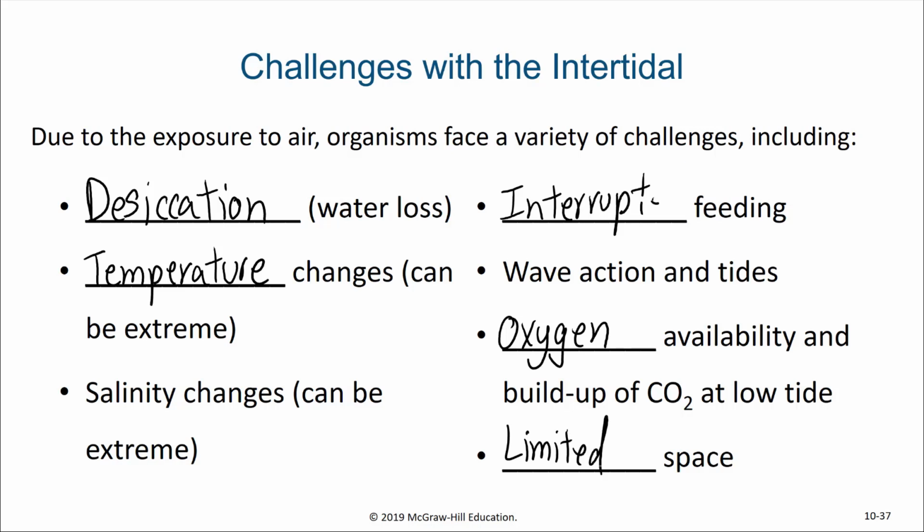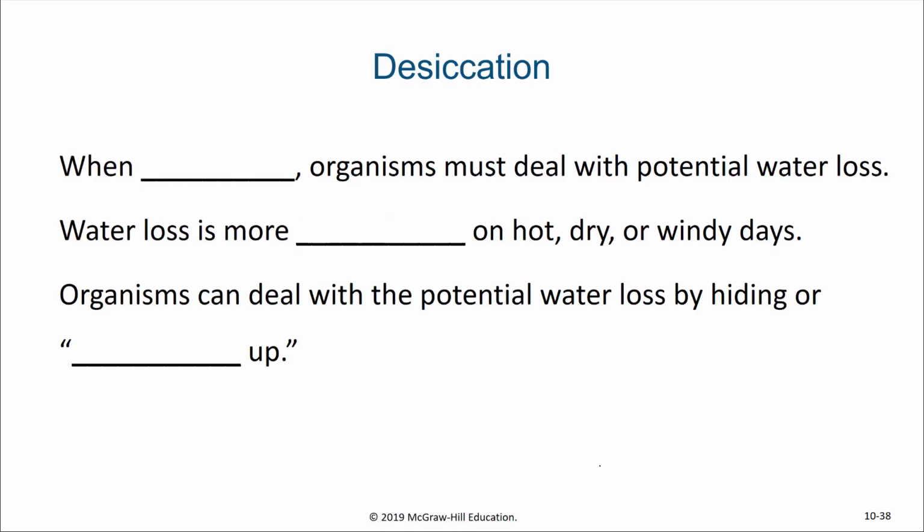Many of these challenges are not seen in other marine environments. They are unique to the intertidal, and unique challenges that intertidal organisms need to be able to deal with. And so the first of these, desiccation. When exposed, the intertidal organism must deal with potential water loss. Water loss will be more pronounced on hot, dry, or windy days. Organisms can deal with the potential water loss either by hiding or by clamming up.